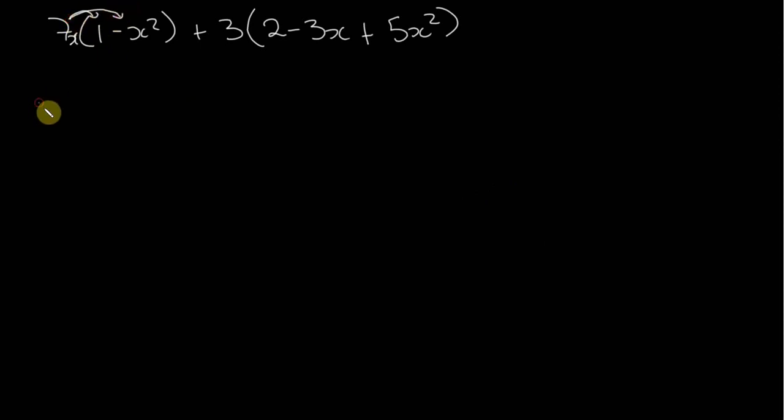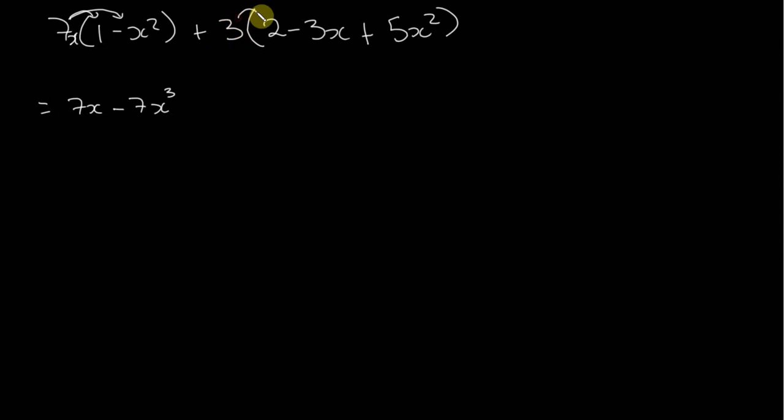Okay, so 7x times 1, that's just 7x. 7x times negative x squared, well, that's going to be minus 7x cubed. And if you don't understand what just happened there, in the future I can do a video on exponent properties, rules of indices, and things like that.